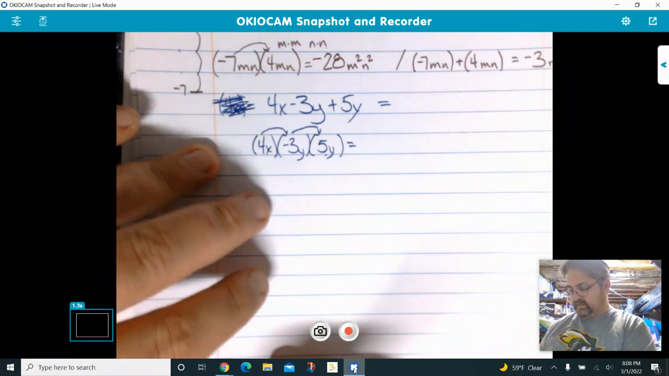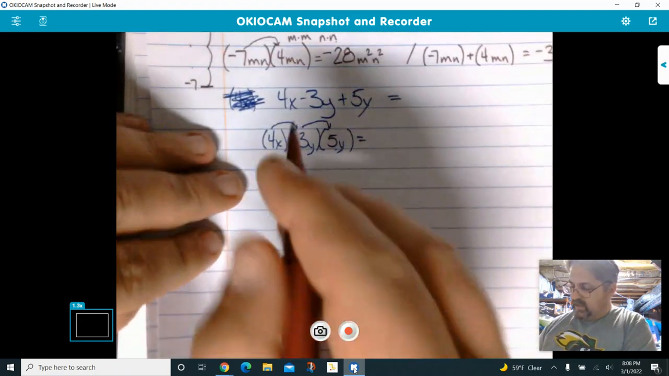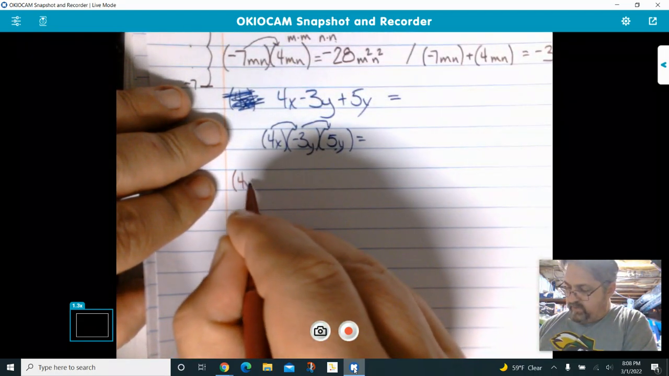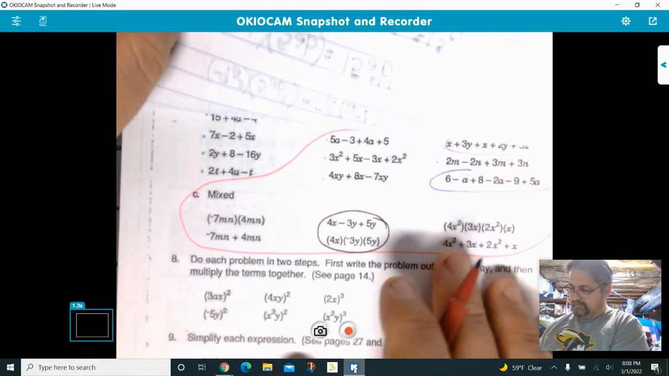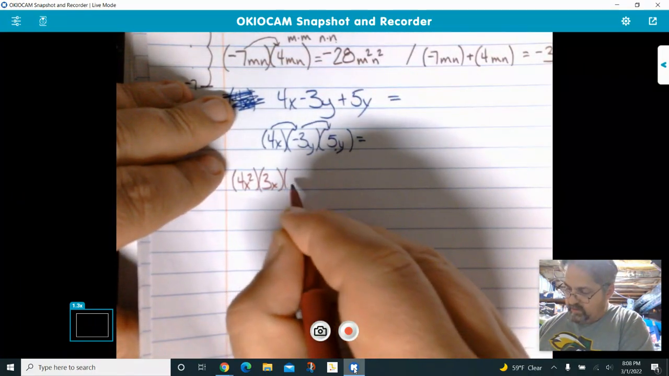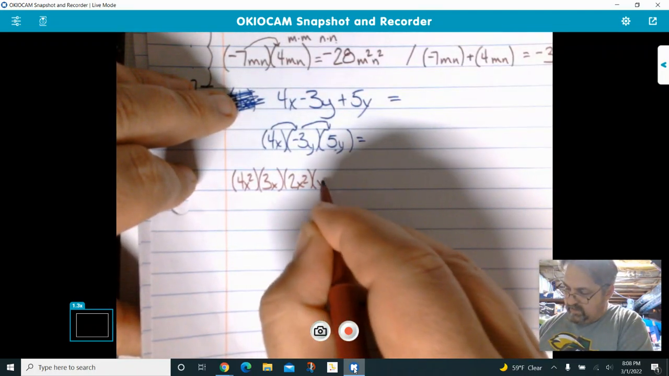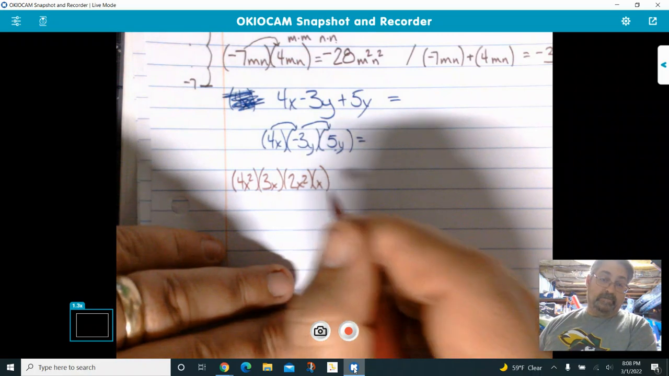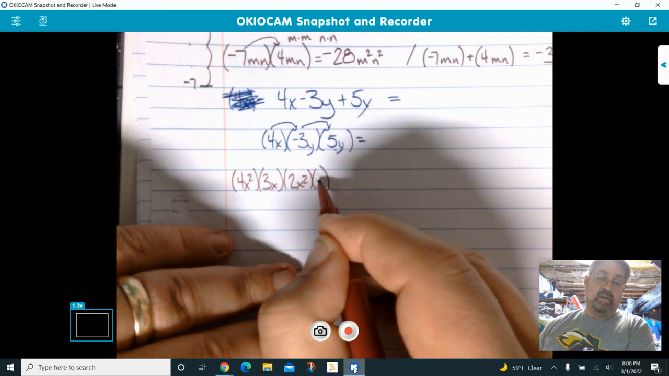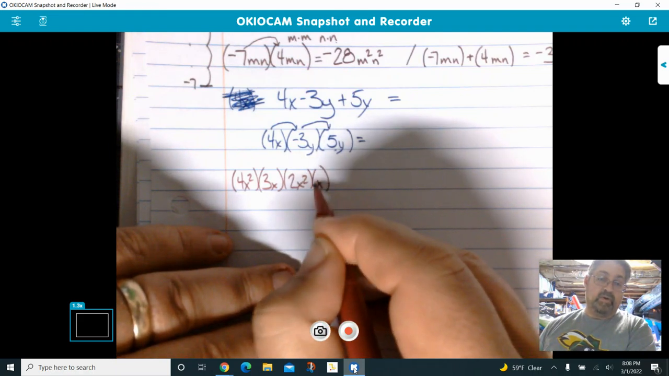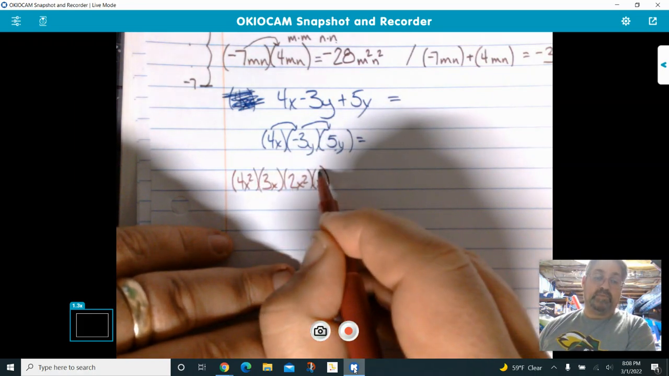Okay, oops, too far. We've already done that page. 4x squared times 3x times 2x squared times x. All right, there's a lot going on here. We have 4, 3, 2, and 1, right? The x by itself has an invisible 1 in front of it. So I'm going to wind up taking 4 times 3 times 2 times 1.